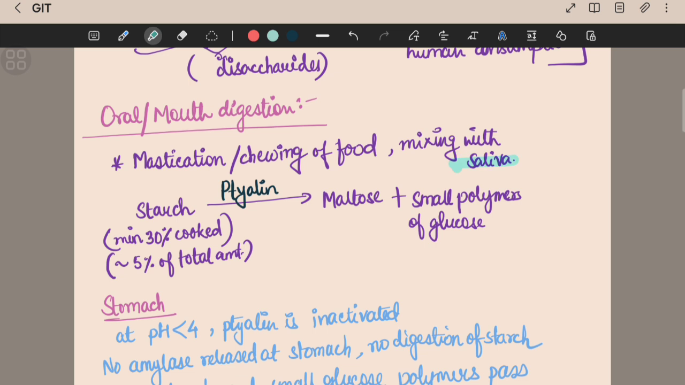Now, this saliva, as I've already mentioned, has an enzyme that is tialine. This is also called salivary alpha amylase. This amylase will break the starch, which has to be at least approximately 30% cooked, into maltose and smaller polymers like dextrins. So these polymers can be dextrins, and so into the smaller compounds.